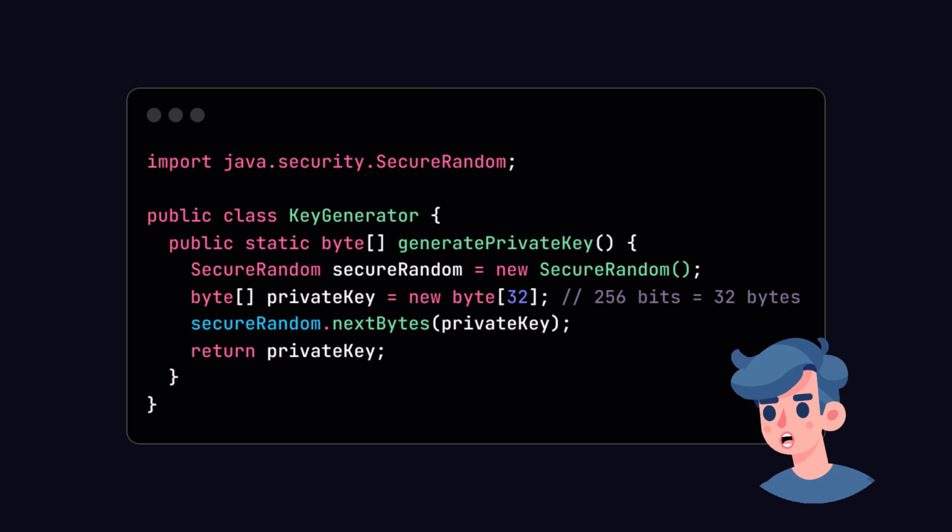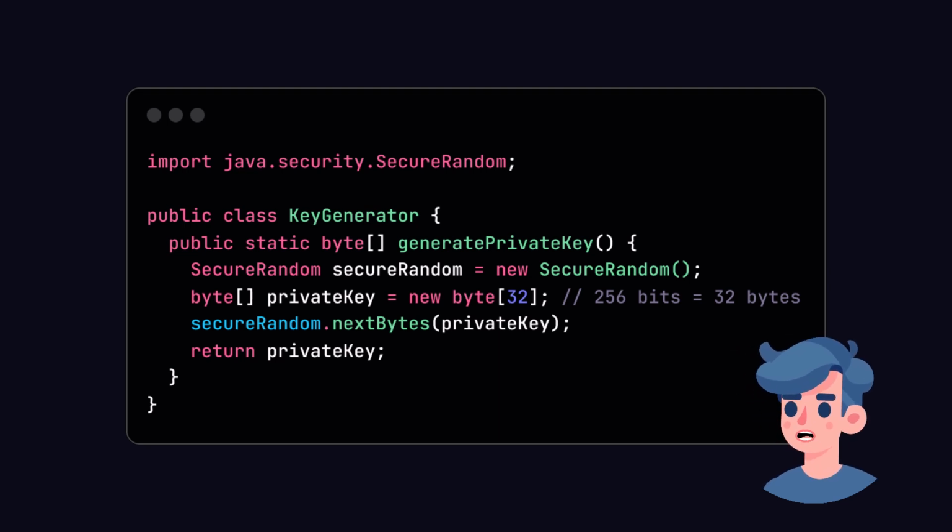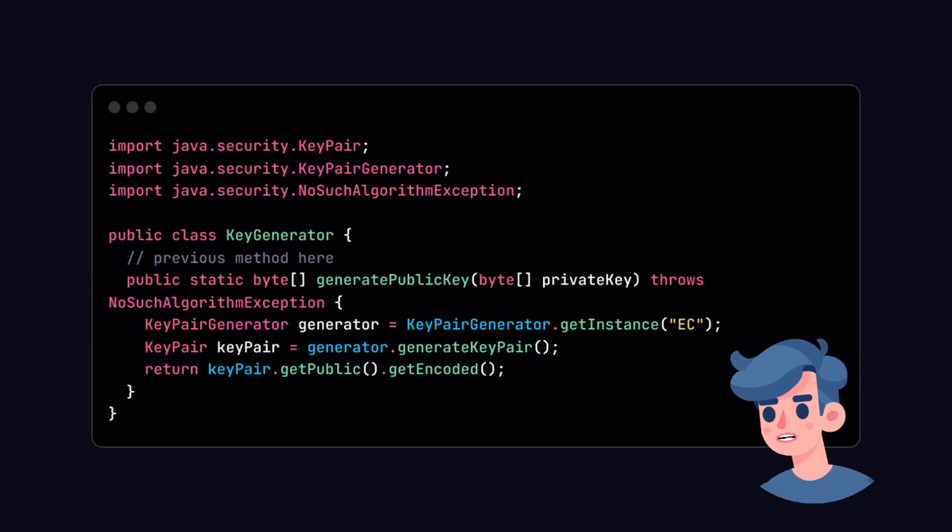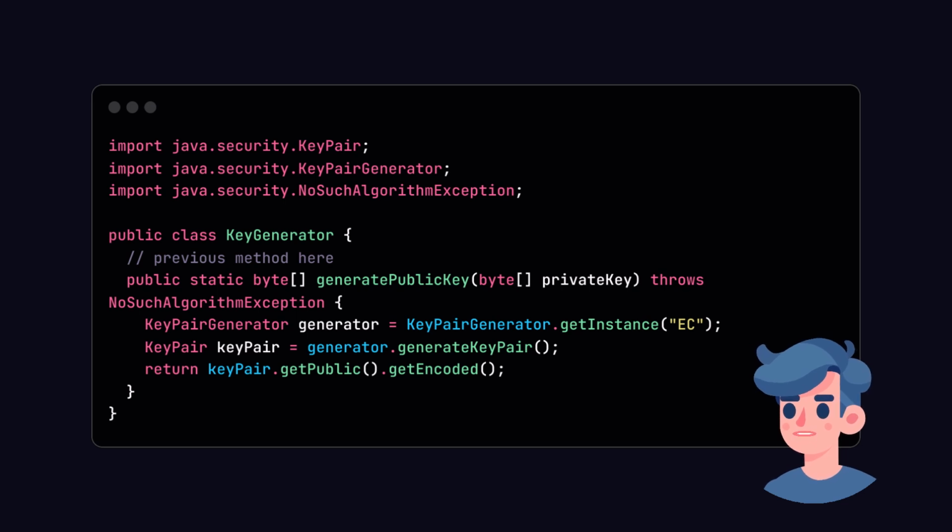First, we need to generate a private key. In Bitcoin, a private key is typically a 256-bit number. We'll be using Java's SecureRandom to generate this key. We've defined a method called generatePrivateKey that returns a byte array representing our private key.